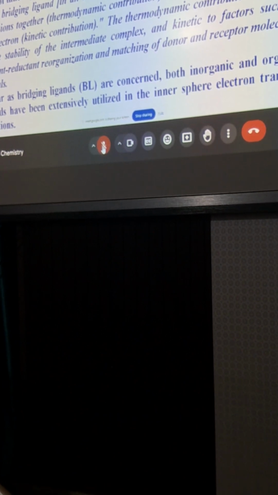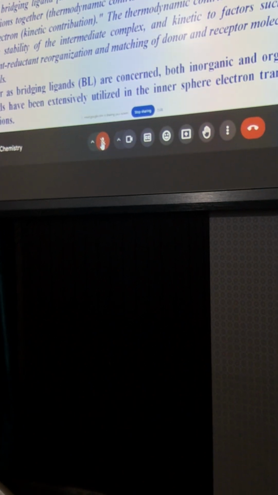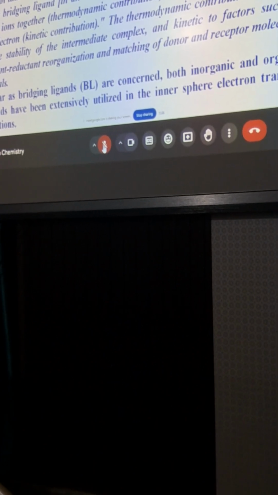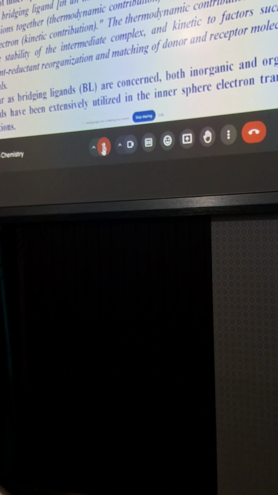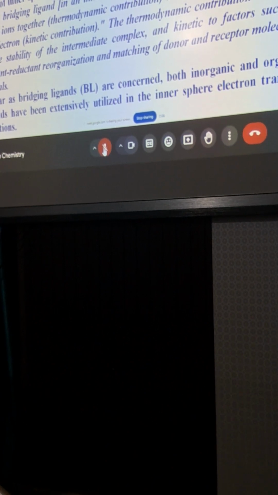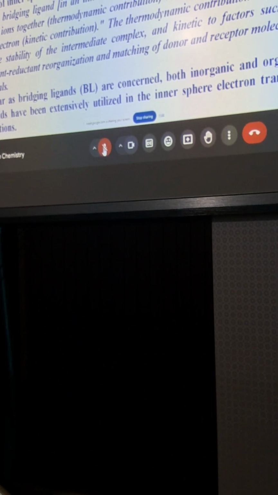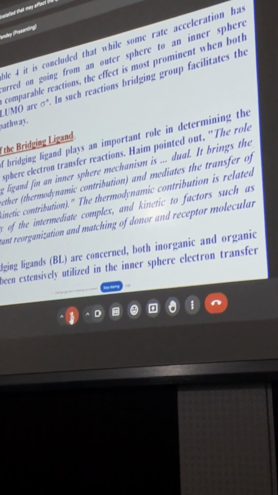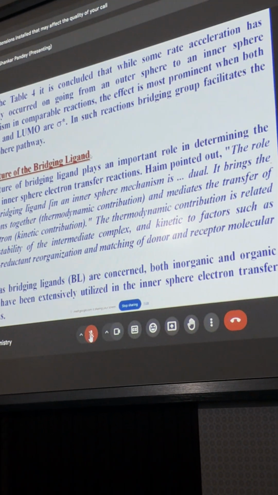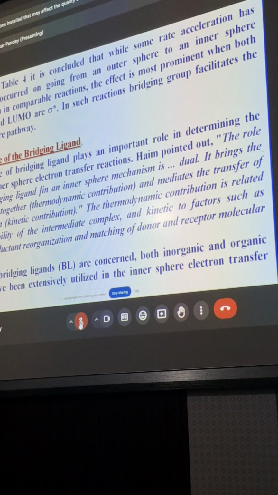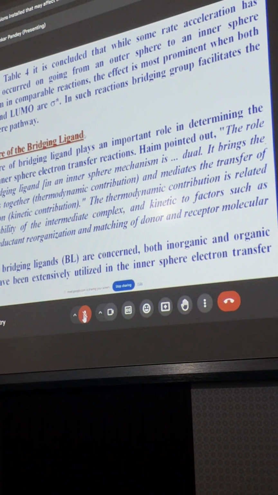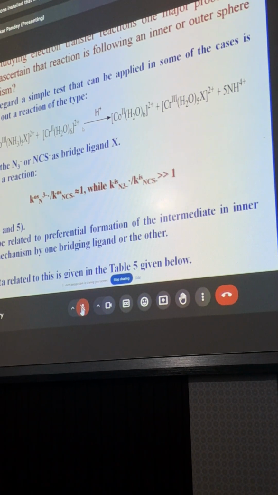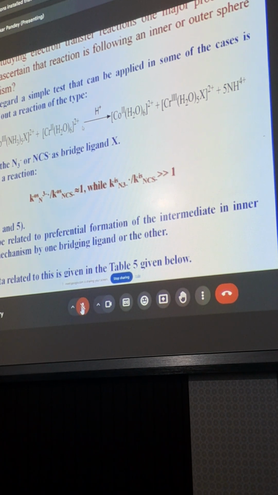So both thermodynamic and kinetic contributions are involved, and the thermodynamic contribution is related to the stability of the intermediate complex, whether it is more stable or less stable, and kinetic factors such as oxidant-reductant reorganization and matching of the donor and acceptor molecular orbitals. So as far as bridging ligands are concerned, both inorganic and organic ligands have been extensively utilized in the inner sphere electron transfer process. So we'll take some examples of both of these and try to have an idea about in what way they determine the rate of the reaction.